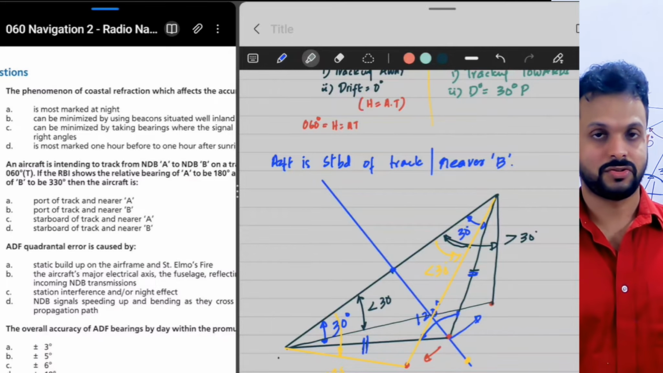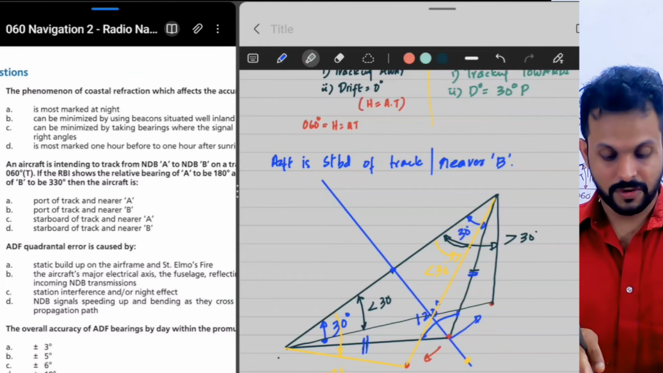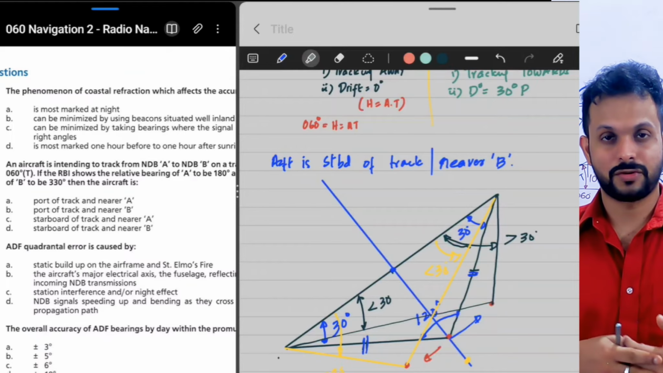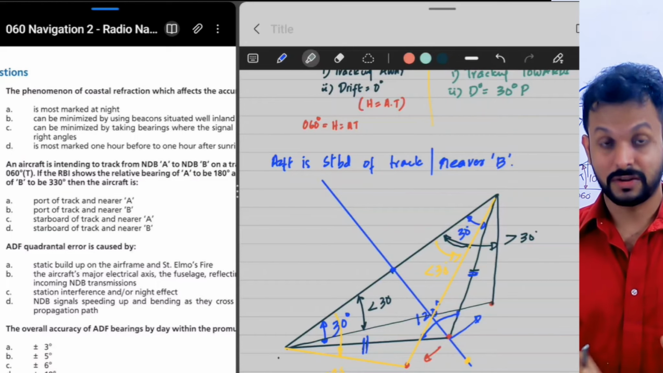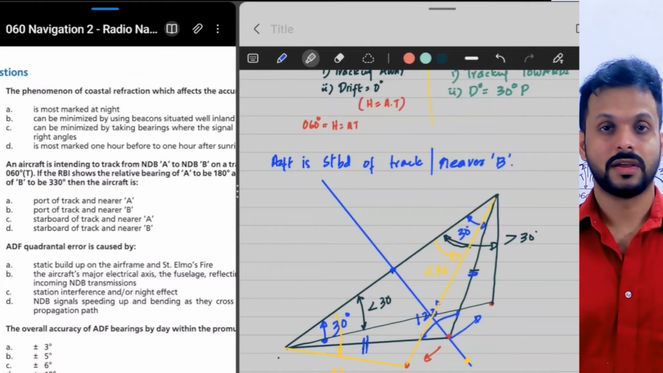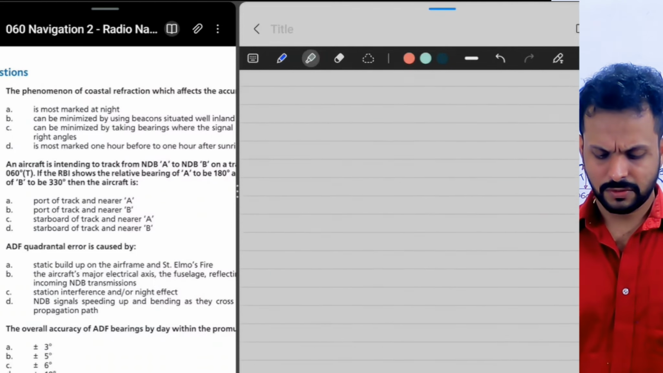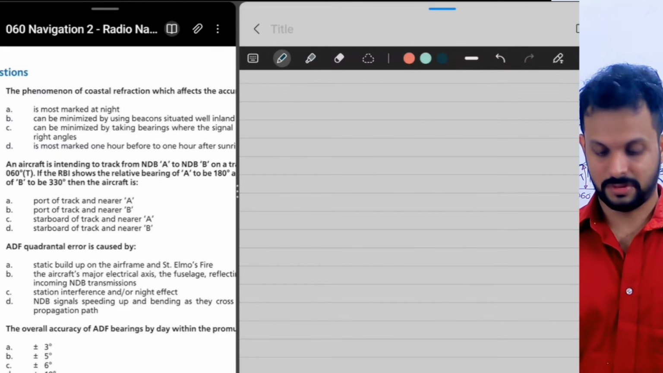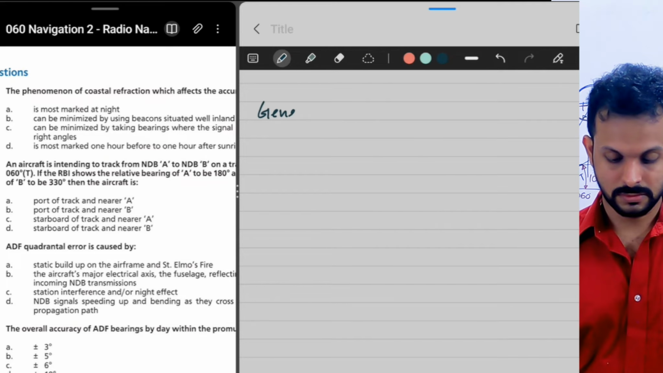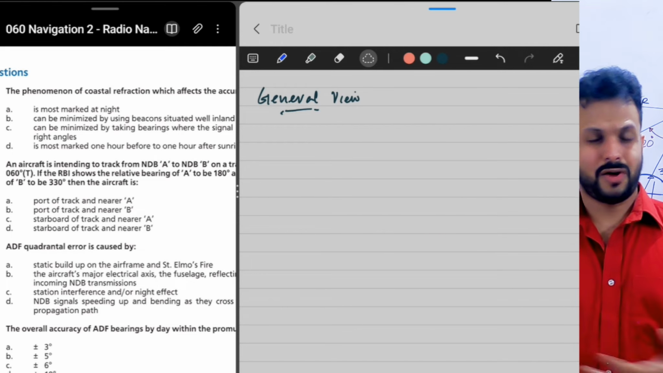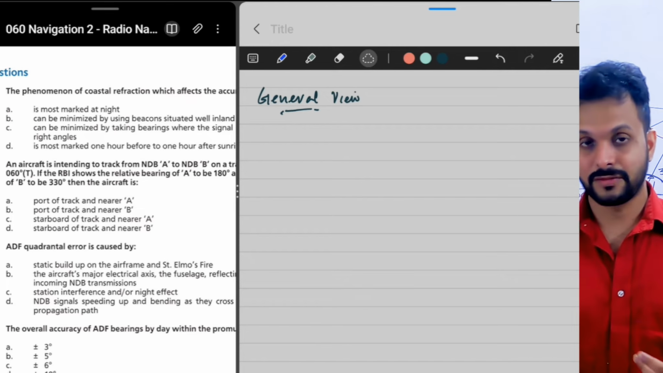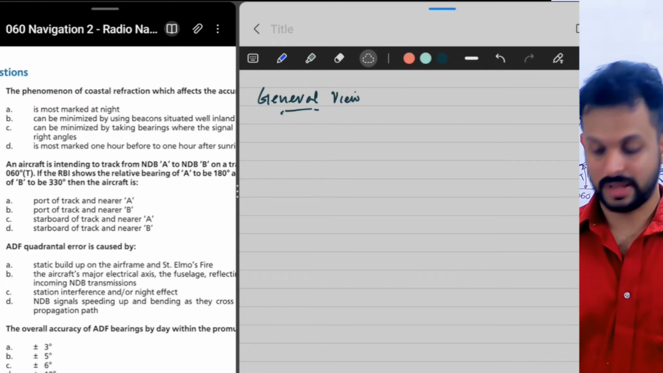I hope you understood two different things. Number one, when you're trying to find out whether the aircraft is port or starboard of the track, and number two, you're trying to find out whether it is closer or away from either of the NDBs. Two of them done two different ways. Now let's see the same question from a general perspective. General view as in not many values in place. We're just drawing a similar diagram but not talking about any values as such.